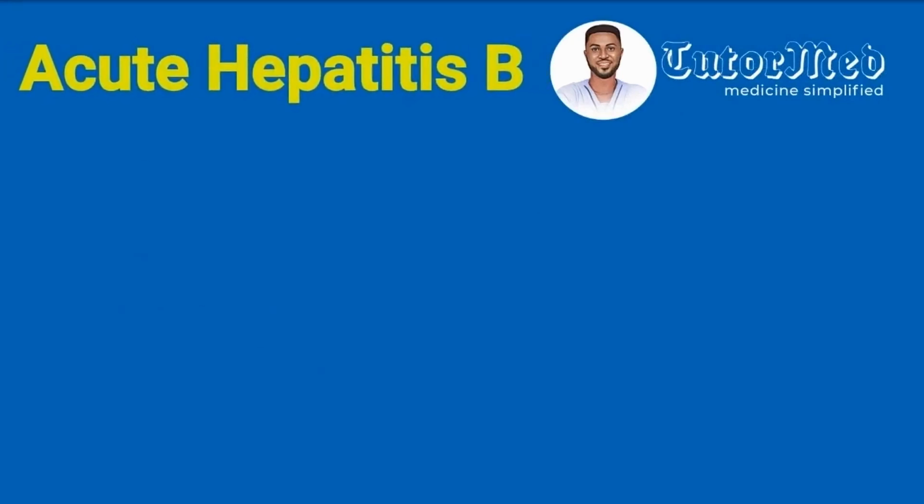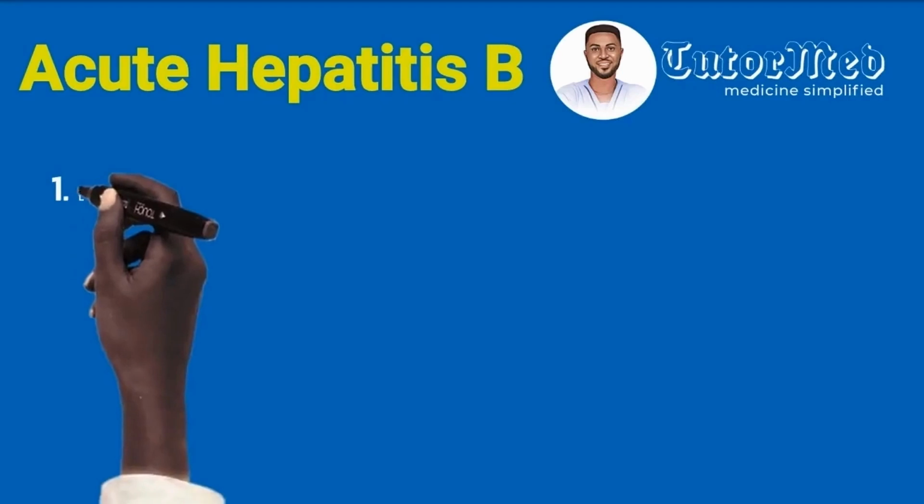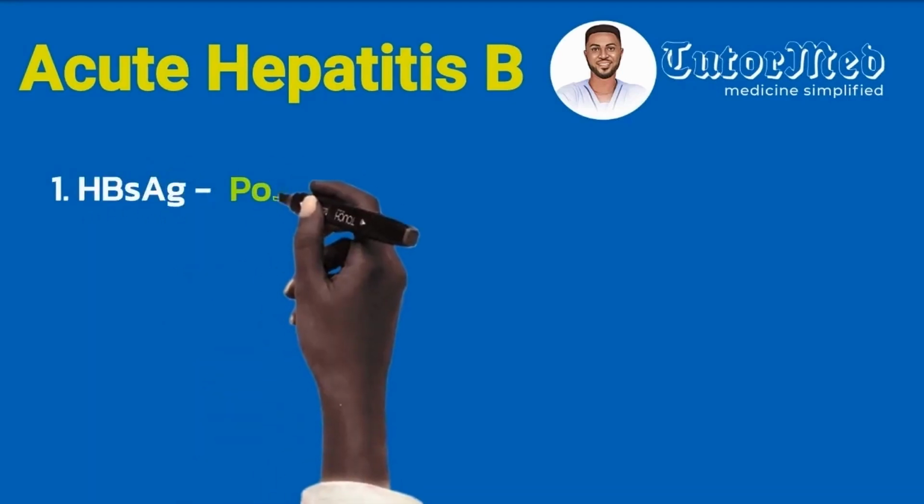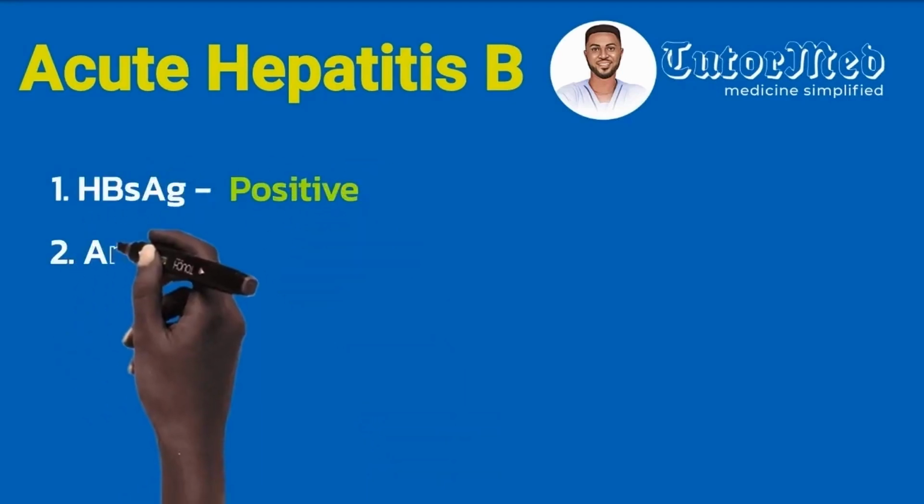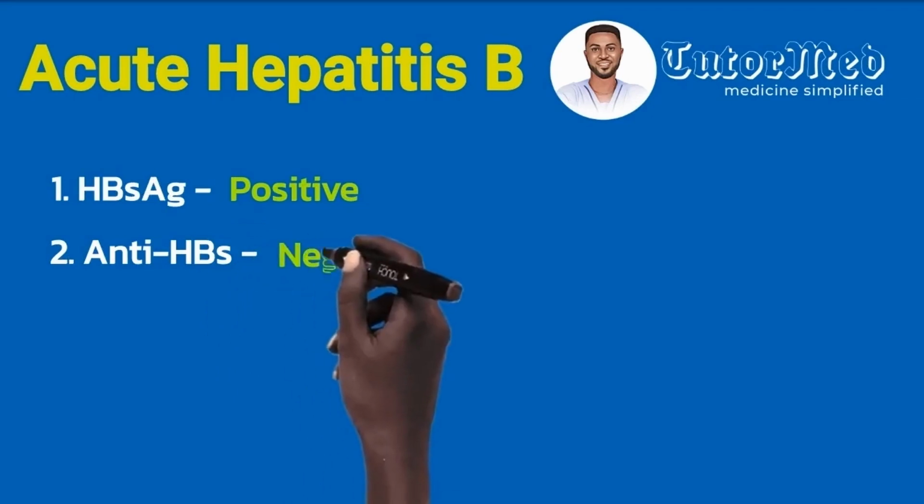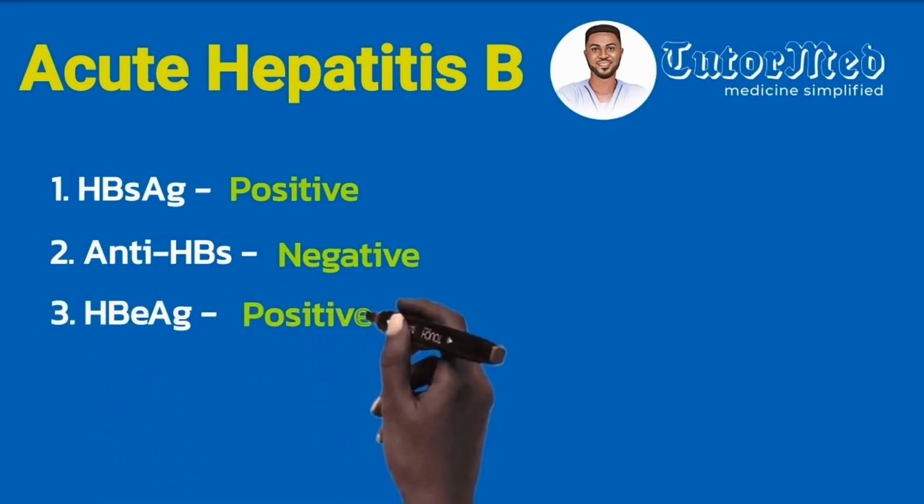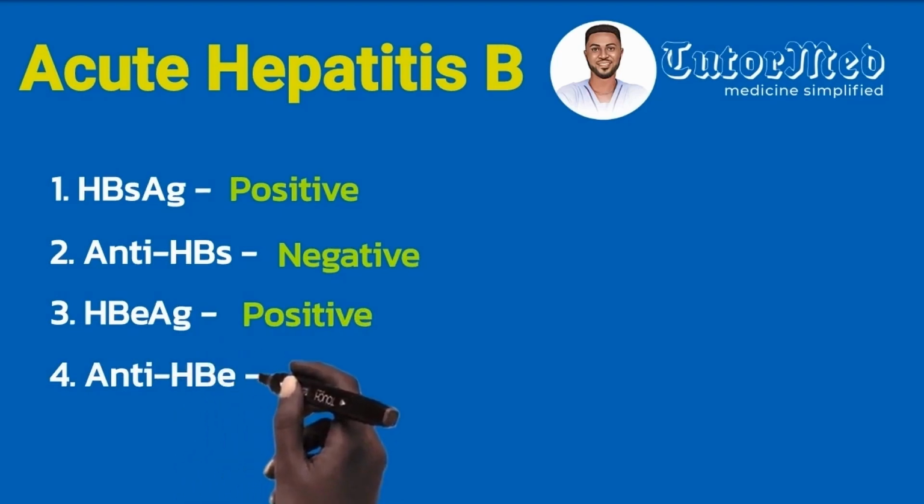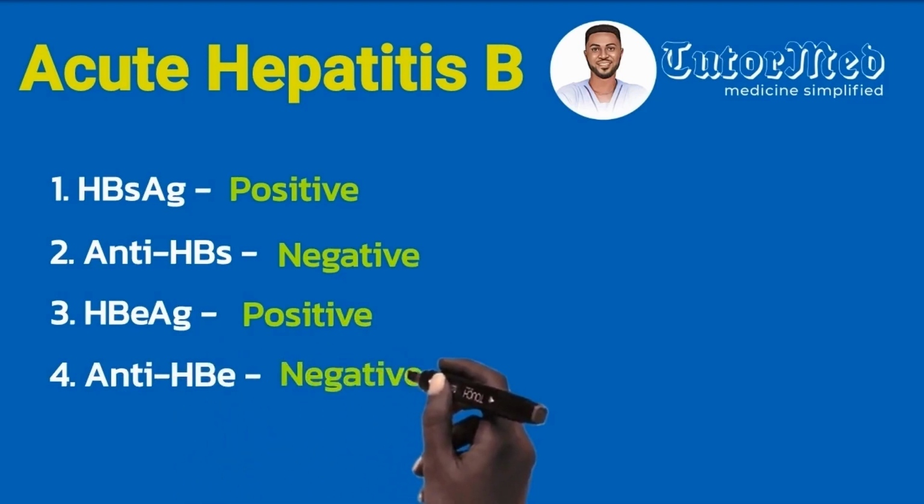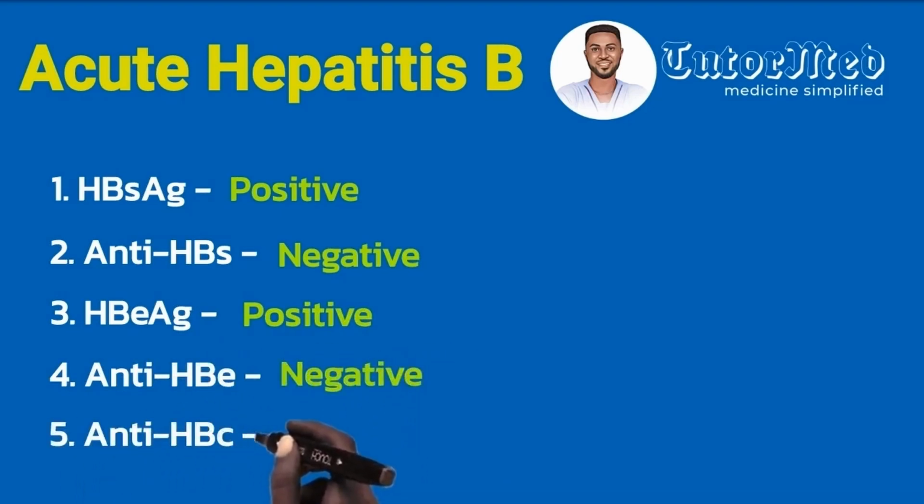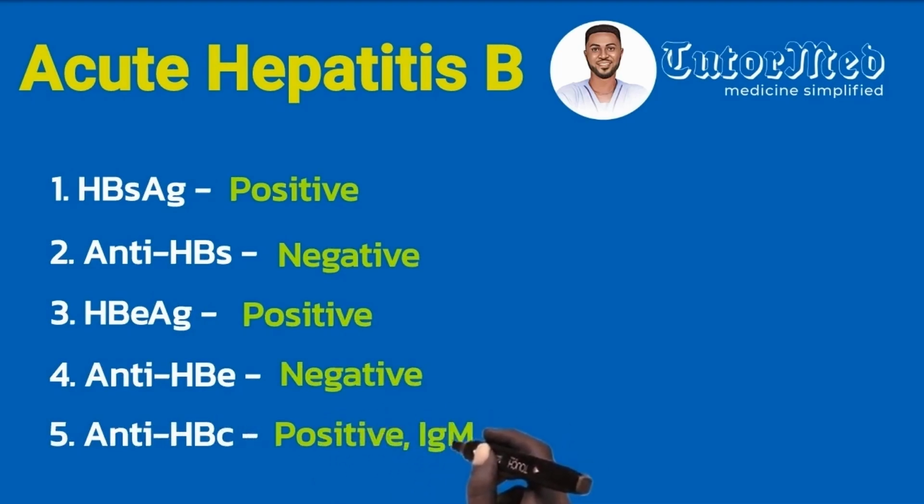How will the profile of a patient with acute hepatitis B infection look like? Because there is an infection, the surface antigen will be positive, while the surface antibody will be negative. The virus is likely to be multiplying, and so the envelope antigen is likely to be positive, while its antibody will be negative. The core antibody will be positive, specifically the IgM.